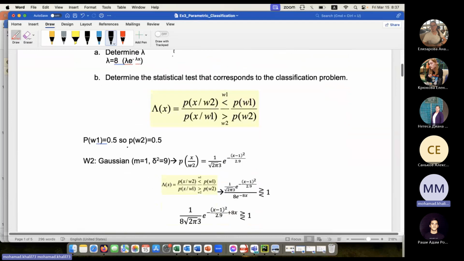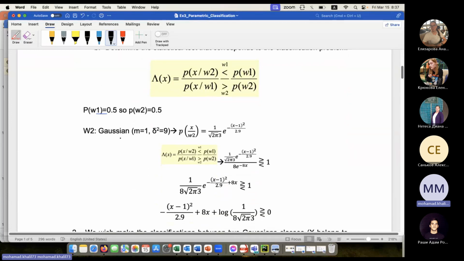So P omega 1 equals half, P omega 2 equals half. Class 2 is Gaussian, with mean equal to 1 and sigma squared equal to 9. So P of x given omega 2 equals 1 over the square root of 2 pi times 3, exponential, as I write here. This is the equation of class 2.